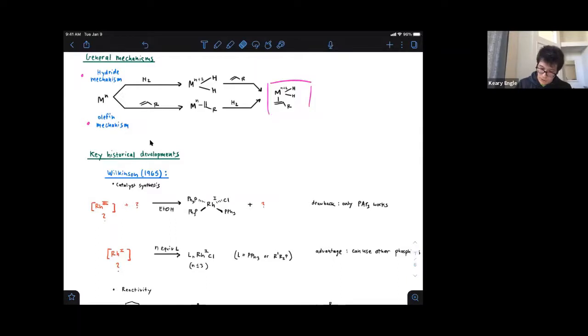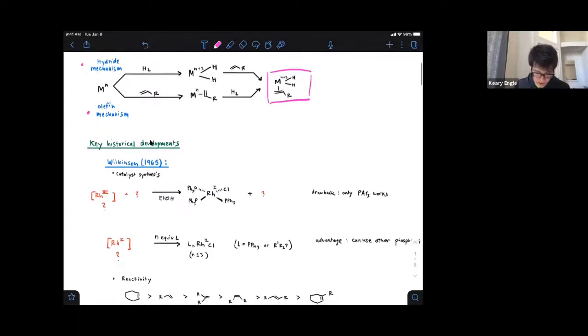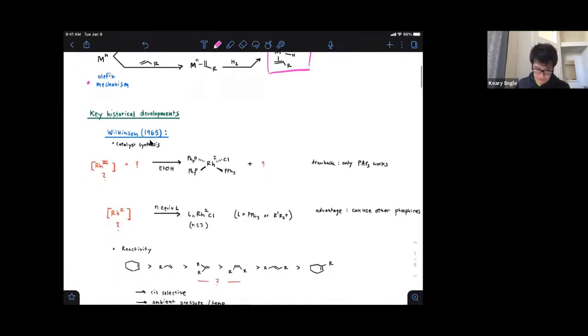And I think the reason I present it like this is that some of the earliest examples of hydrogenation catalysts fall cleanly into one bin versus the other. So this was an important point in terms of the early mechanistic history of this area.